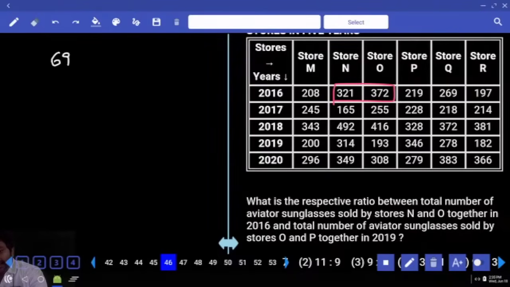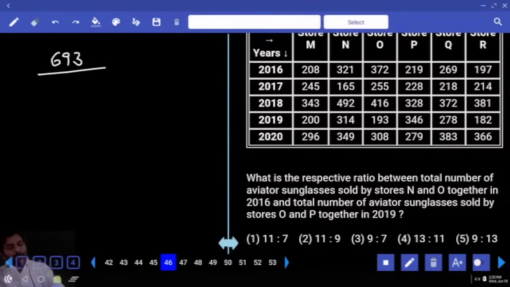6, 9, 3. Aviator sunglasses sold by OP 2019. 539. While writing 693, while writing itself I observed it is a 9 multiple and also 11 multiple. Yes? In denominator, do you have 9 multiple? At least 3 multiple? No. Then in your final answer, your first number should be 9 multiple.